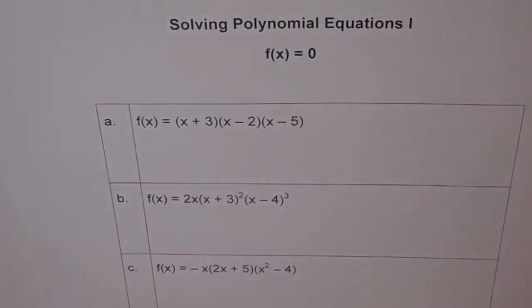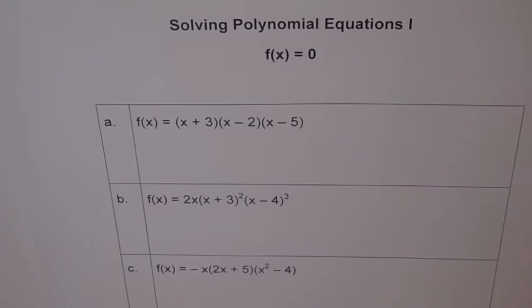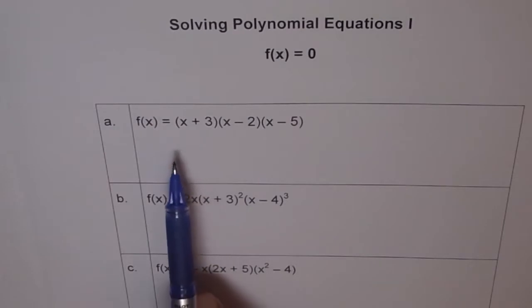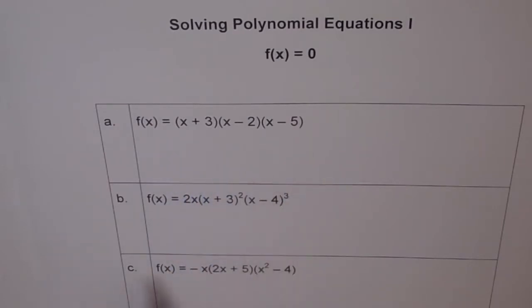Hello. Here we are trying to understand the meaning of solving polynomial equations f of x equals 0. So the idea here is that different functions are given to us. We need to equate them to 0 and then solve for it. Correct? So these are my three functions here, and I have taken them in factored form.